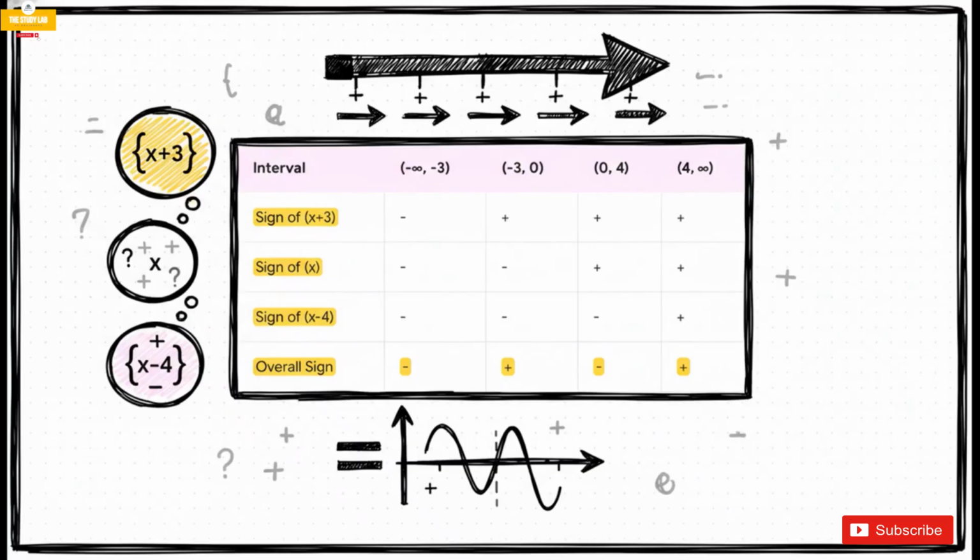And now for the master tool, the sign chart. This is how we organize everything. We take each of those zones we just created and we test the sign. Is it positive or negative for each individual piece of our function? Once we know the sign of each little factor, we can just multiply them together to figure out the overall sign of the entire function in that specific zone.